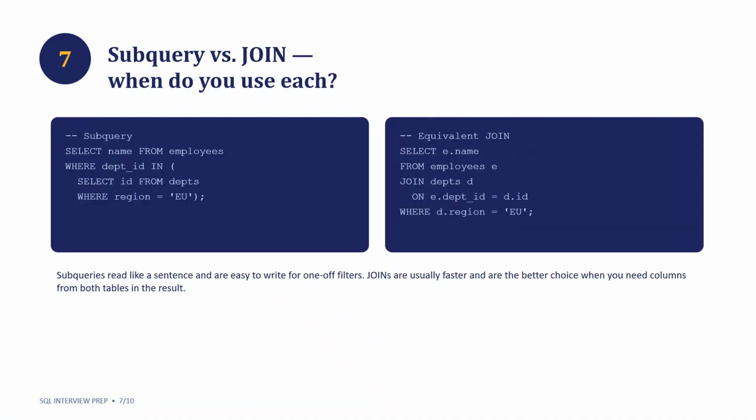Question 7. When do you use a subquery versus a join? Both of these queries return the same result, employees in the EU region, but they work differently. The subquery filters using a nested select inside the where clause. The join combines the tables directly. Subqueries are often easier to read for simple filtering, but joins are generally more efficient and are required if you actually need to display columns from both tables. A good interview answer shows you know both and can explain the trade-off, not just that one exists.